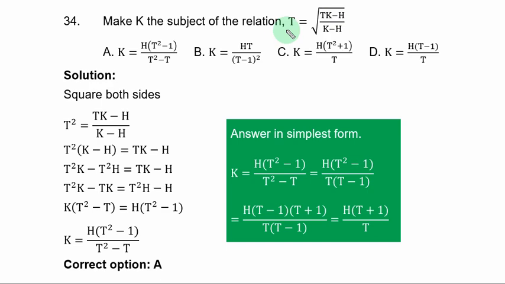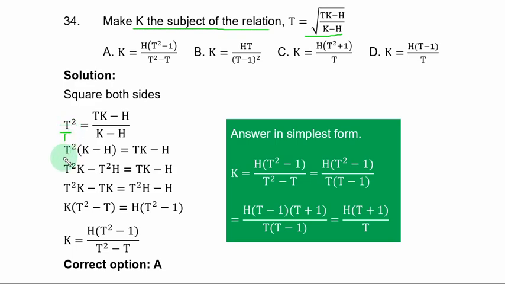Question 34. Make K the subject of the relation T equal to square root of Tk minus H over K minus H. So first thing to do is to remove the square root sign, and you achieve that by squaring both sides. If you square T, you have T squared. If you square the right hand side, the square root sign disappears. You can write this over 1 and cross multiply.